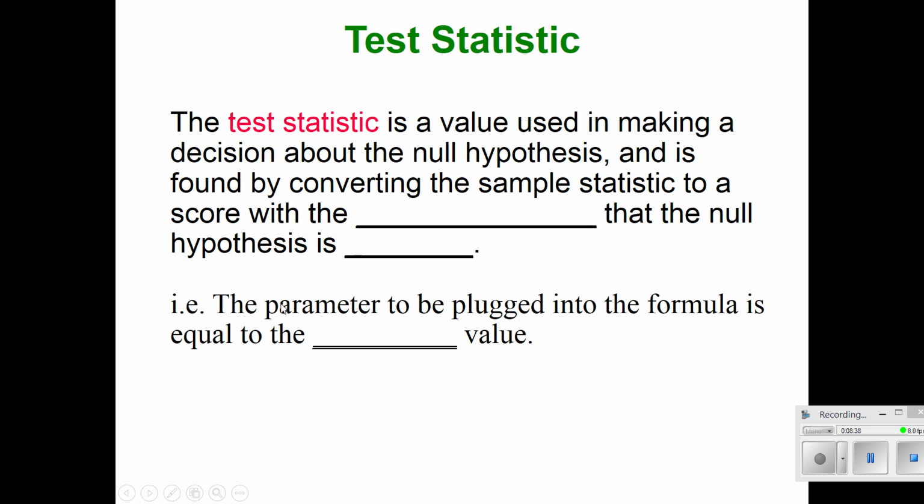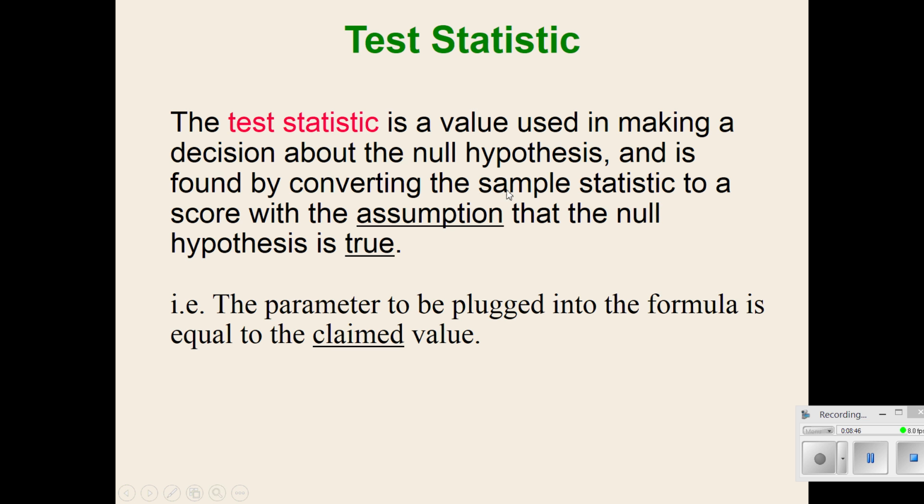Then we have something called a test statistic. It is a value used in making a decision about the null hypothesis, and it is found by converting the sample statistic. So here's the thing. You are trying to determine something about the population by using sample data. So you make a claim about the population, but then you use a sample to test that claim. Whatever the sample statistic is, you will then need to turn it into a standardized value under the assumption that the null hypothesis is true, and then you'll compare that critical value with the test statistic.